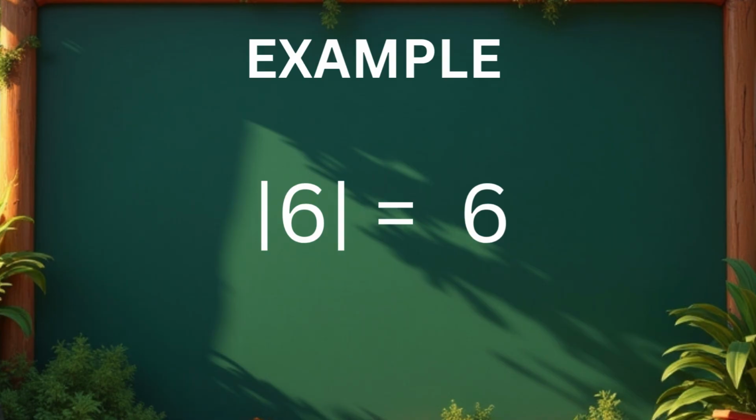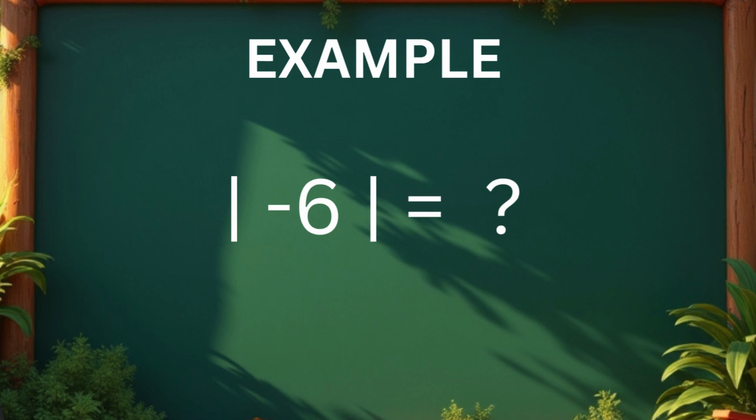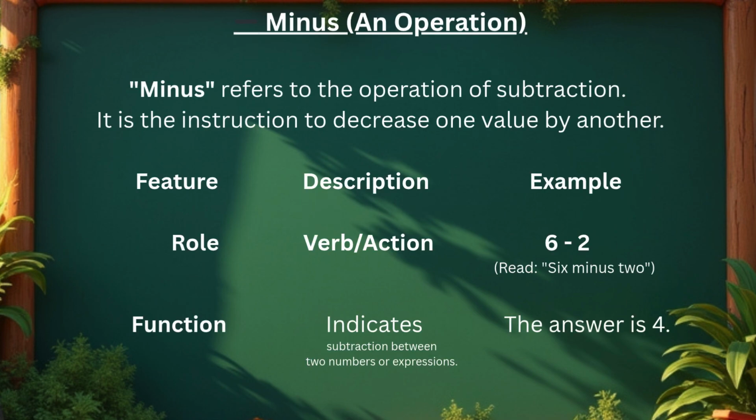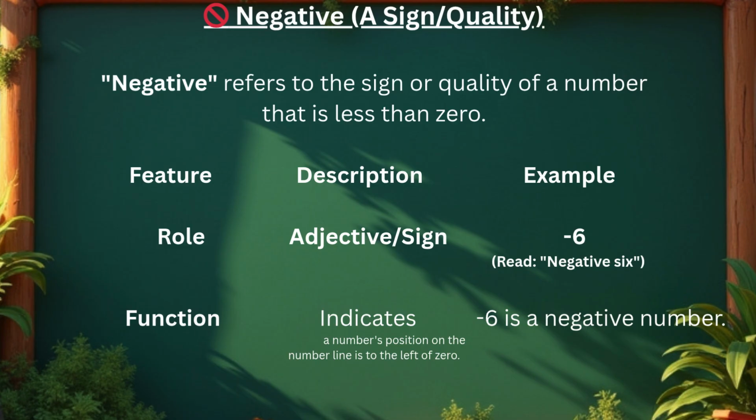Now, let's make it interesting. What if I write negative 6? Careful here. Don't say minus 6. Why? Because minus is used for operations like 6 minus 2. But here we say negative 6. Negative is just describing the number.